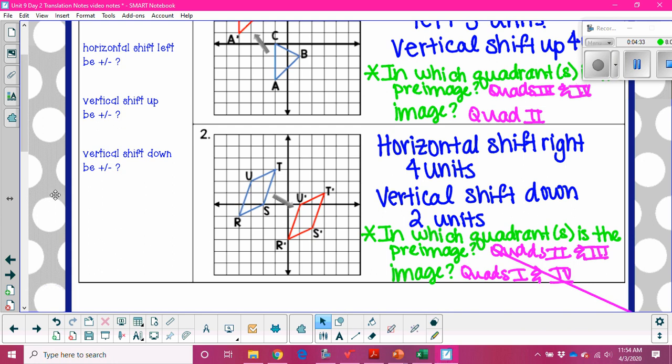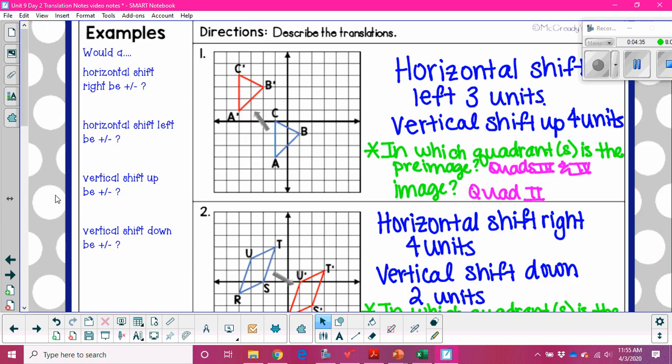Okay, let's look at these questions that are over here on the left. I want you to pause the video, think about these questions, and answer each one of them. Would a horizontal shift to the right be positive or negative? If you're shifting your preimage to the right, the x values are going to the right, so that would have to be positive. If you're doing a horizontal shift to the left, that means you would have to subtract from your x values, so that would be negative.